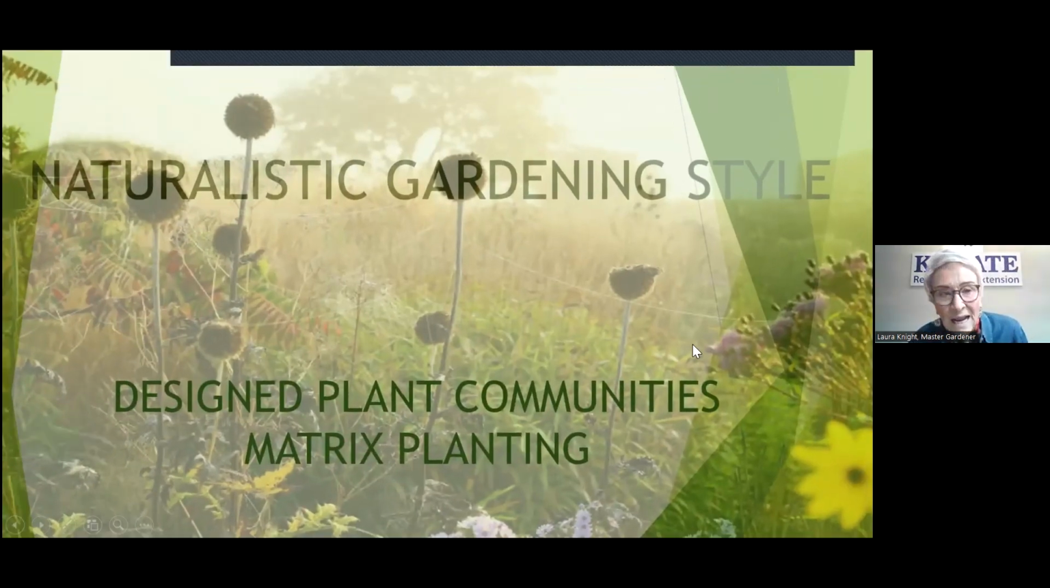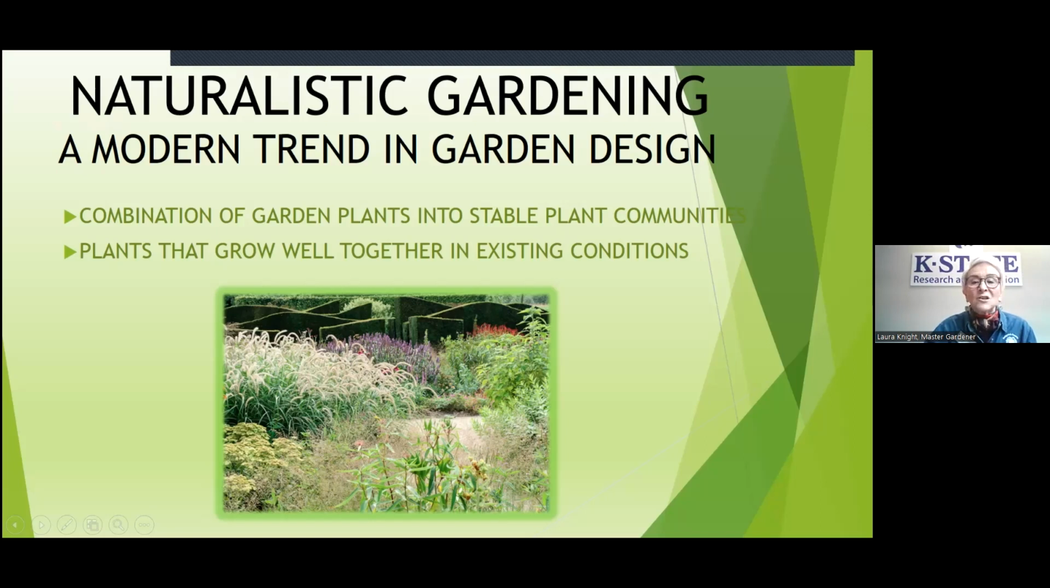So let's keep going now about naturalistic gardening style. Another name for this is design plant communities. Another name of this is matrix planting. This has been going on since the 40s and 50s, when some Dutch and German people and a couple of English people fell in love with our plants, our American plants. And it became prairie gardening, it became native plant gardening, and now we're talking about naturalistic gardening. Another name is matrix planting, and we'll be seeing why it's called this.